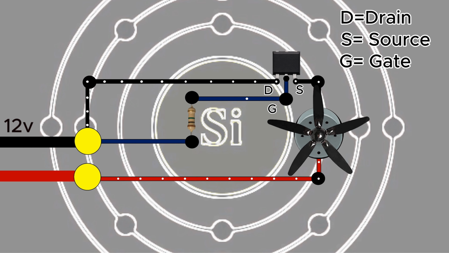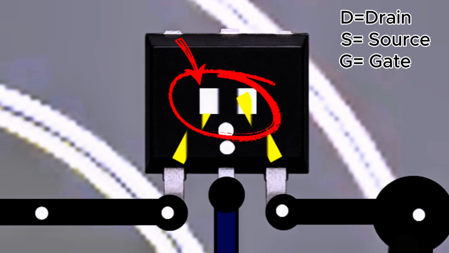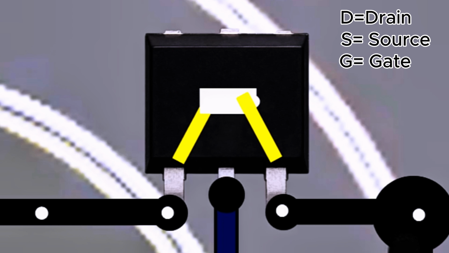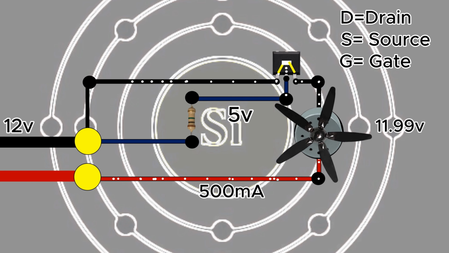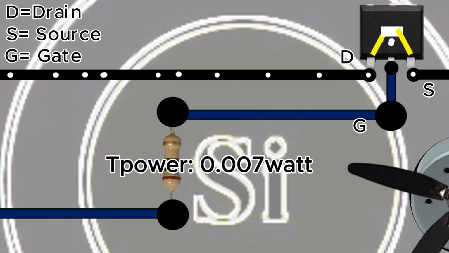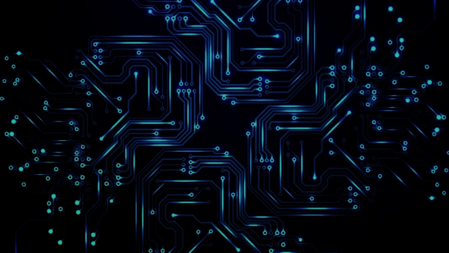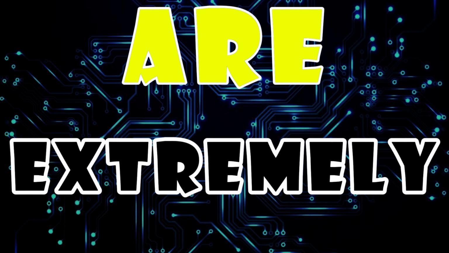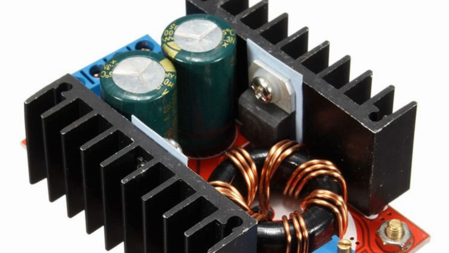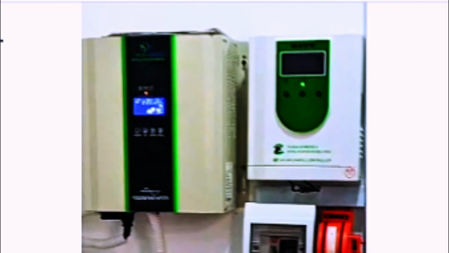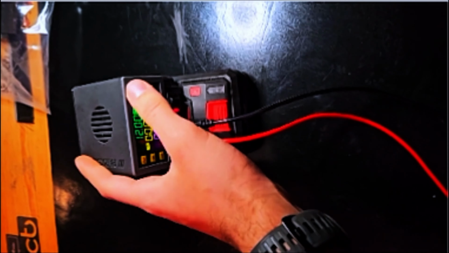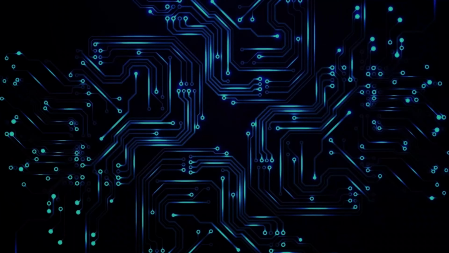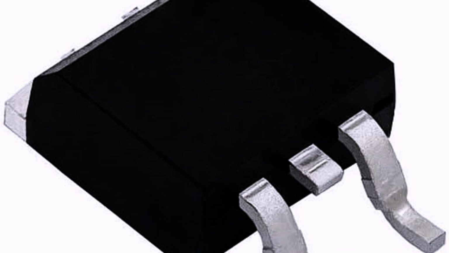But once voltage reaches the gate, something interesting happens. A pathway forms inside the transistor, and current can now move from the drain to the source. The transistor automatically switches on. Here's the cool thing: very little control power is needed. That's why MOSFETs are extremely efficient. MOSFETs are everywhere: your phone chargers, inverters, solar systems, power supplies, and computer motherboards. Anytime efficient power switching is needed, there is a good chance a MOSFET is involved.